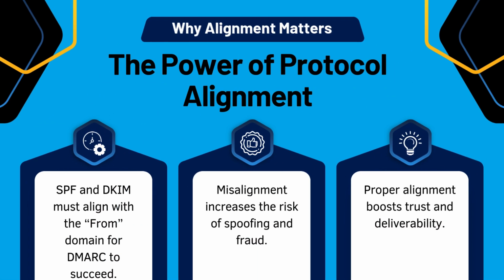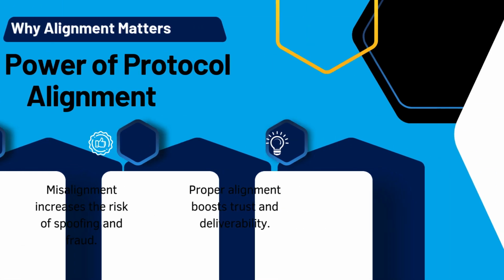For DMARC to succeed, SPF and DKIM must align with the from domain. Alignment ensures that your emails are authenticated properly, reducing the risk of spoofing and improving deliverability. Without alignment, your domain is vulnerable to fraud.